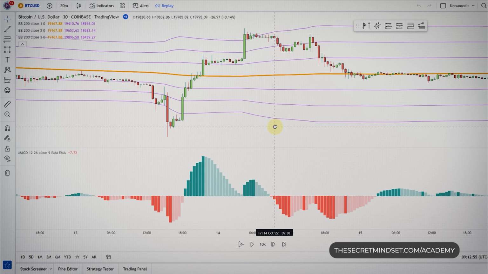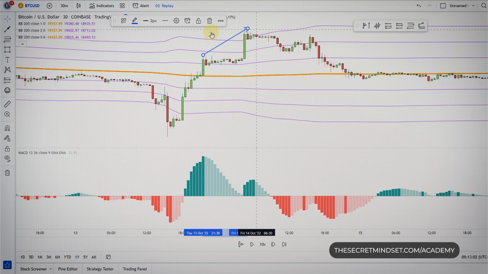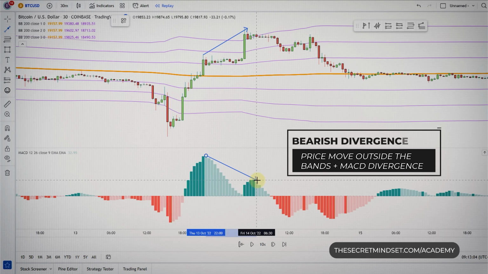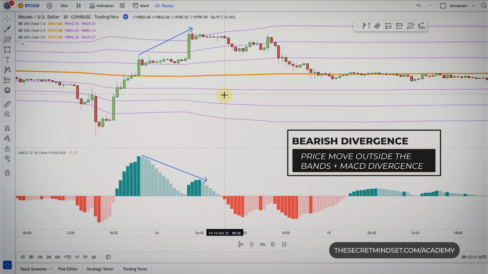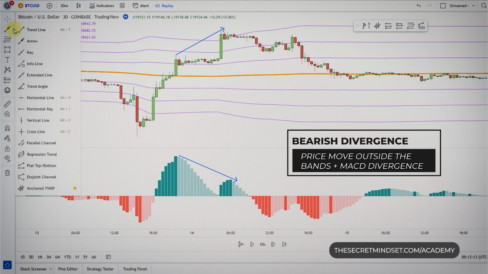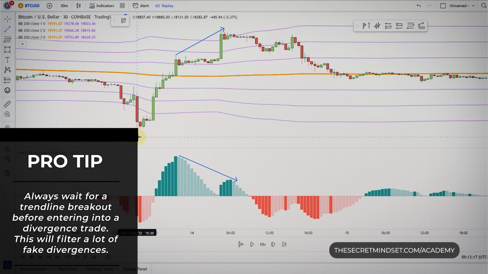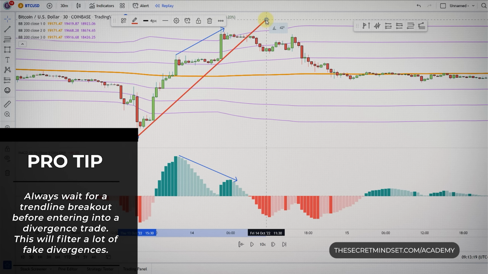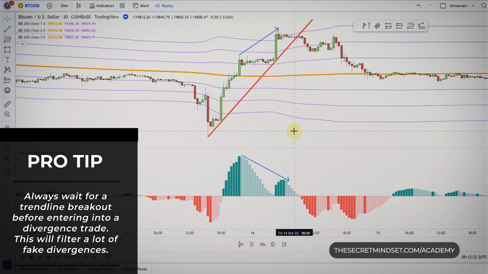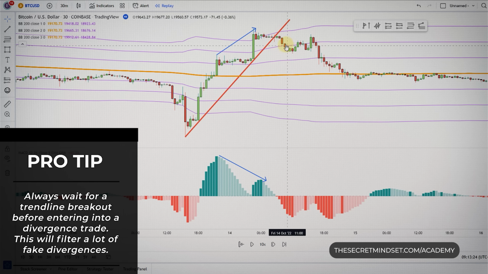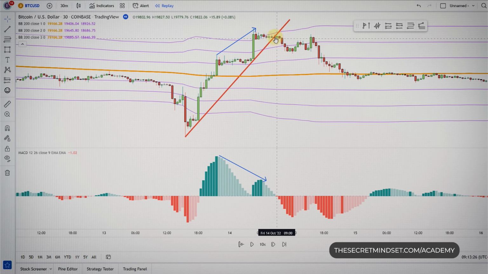Here's Bitcoin. We see a price move outside the bands, while the MACD indicated a bearish divergence. This suggests weakness and the potential reversal to at least the first band and maybe even the middle Bollinger Band. Very important, always wait for a trend line breakout before entering into a divergence trade. This will filter a lot of fake divergences.